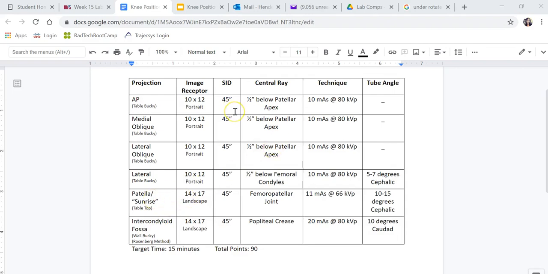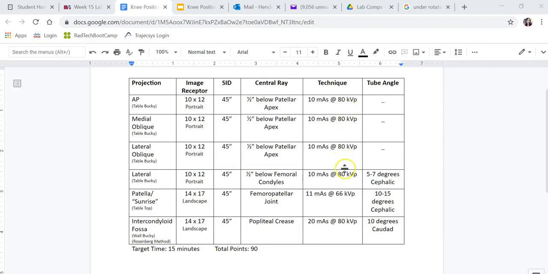Notice your SID is 45 inches in our room using our Siemens equipment. Remember, some clinical sites may still be using 40 inches. Also notice you are centering at the knee joint. And remember, you find the patella, you find the apex or the bottom of the patella, and you put your finger there. Remember, we learned that with tib fib. That is the knee joint. So that is where you're centering, about a ½ inch below that patellar apex.